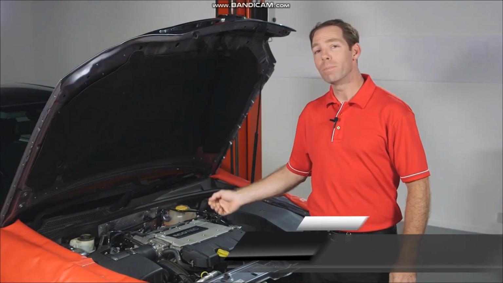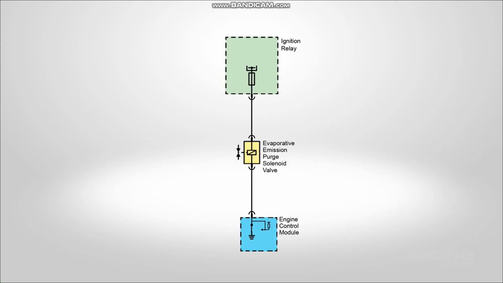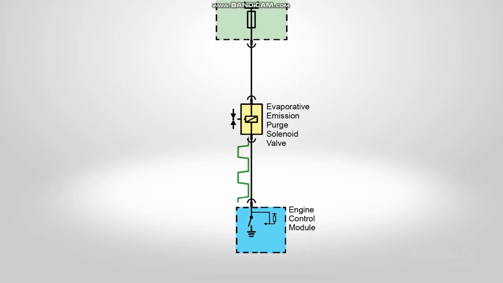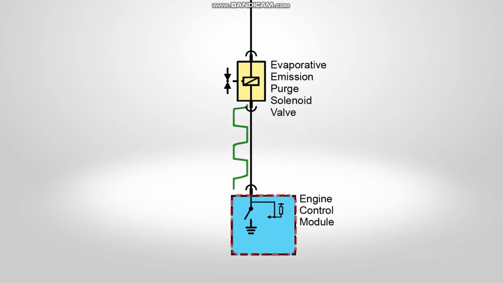The evaporative emission, or evap purge solenoid valve, is used to purge fuel vapour from the evap canister to the intake manifold. This is an essential part of the modern vehicle's emission control system. The evap purge solenoid valve is pulse width modulated.